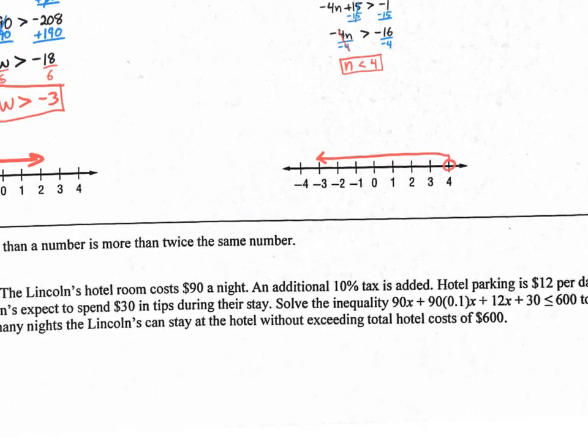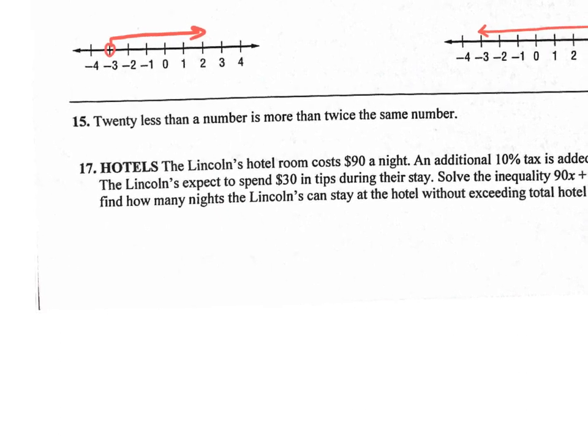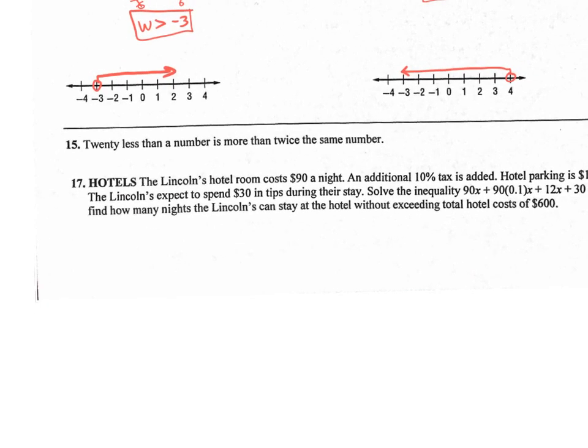Moving on. Oh man, just some word problems left. Number 15, 20 less than a number is more than twice the same number. Oh yeah, 20 less than a number. Okay, so a lot of people know that less than means subtraction, right? But if you're confused with this, like 20 is less than a number.